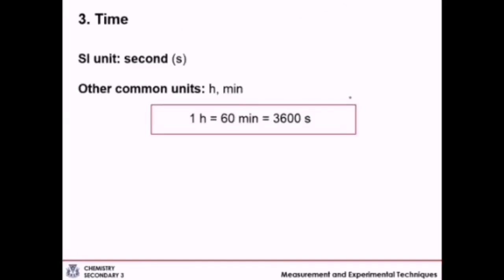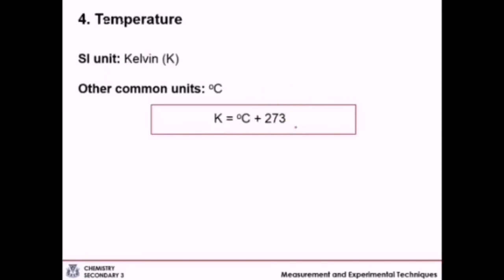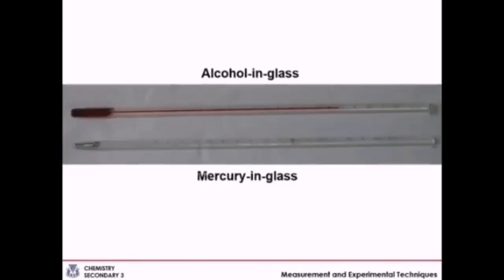Now for time, we say seconds, and we have hours and minutes. 1 hour is equal to 60 minutes, and 60 minutes is equal to 3600 seconds. Now Kelvin is equal to centigrade plus 273.